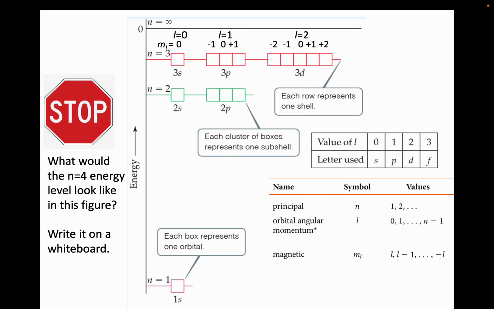Now I know I've shared a lot of information with you. See if you can put it all together. What do you think the n equals 4 atomic orbitals look like? Which of the boxes would we have there? How would they be grouped together? Discuss that. See if you can share that on a whiteboard.